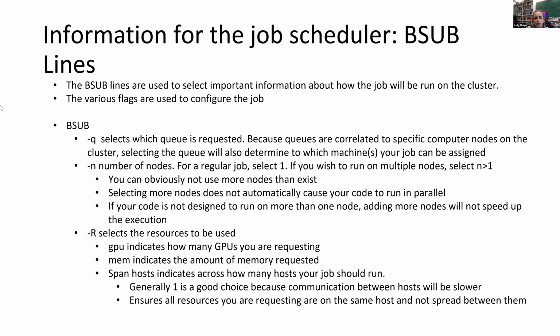So the #BSUB lines are used to select the important information about how the job will be run on the cluster. They can be used to configure the job and request the hardware that I need. So -q selects which queue is requested.